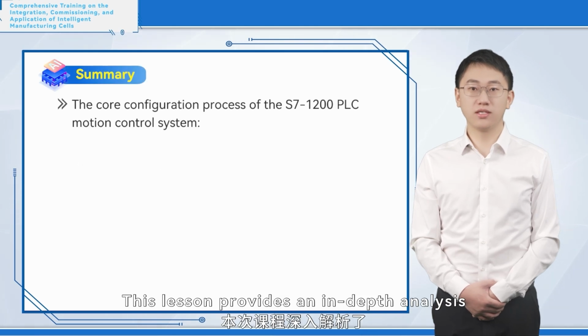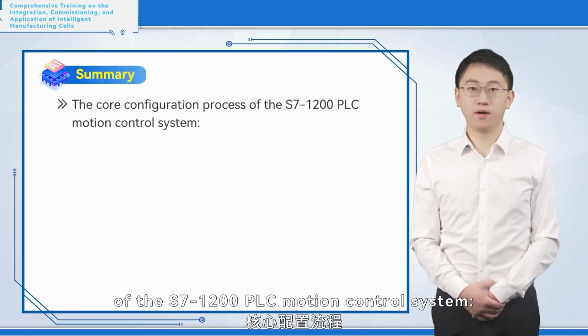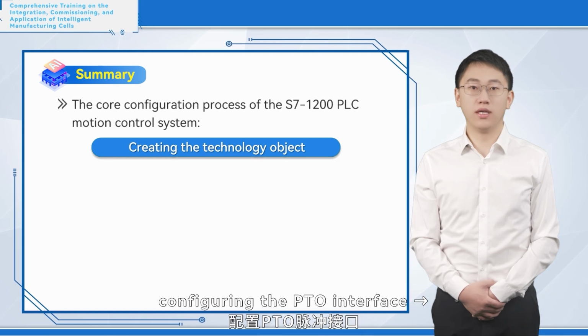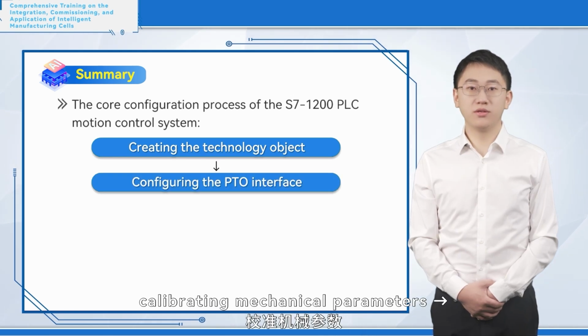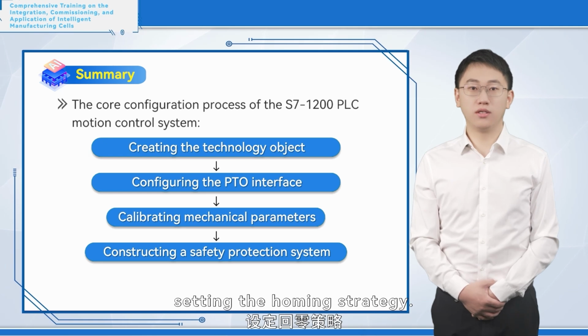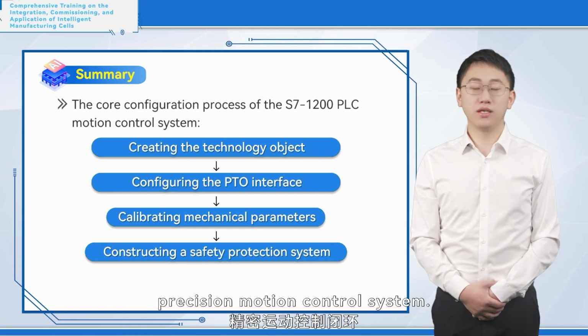This lesson provides an in-depth analysis of the core configuration process of the S7-1200 PLC motion control system: creating the technology object, configuring the PTO interface, calibrating mechanical parameters, constructing a safety protection system, and setting the homing strategy. Together, these steps establish a closed-loop, industrial-grade precision motion control system.